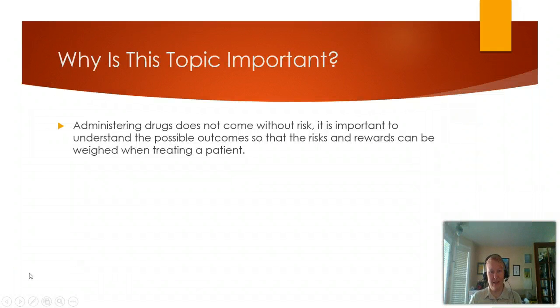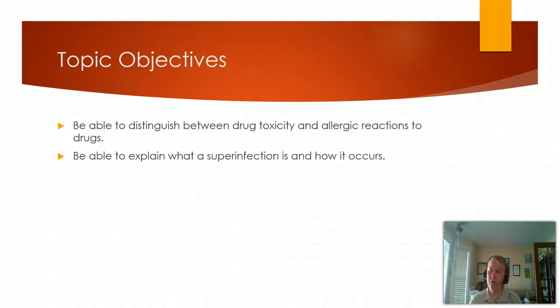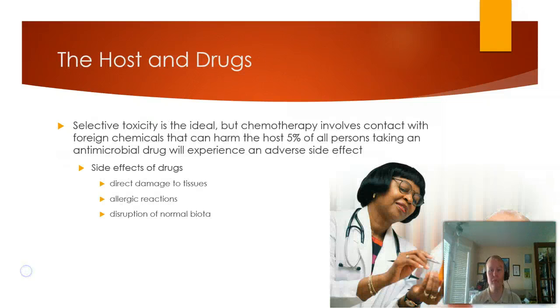So, why is this topic important? Because no drug, no pharmacology intervention happens without risk to the patient. So, it's really important to understand what those risks are so that you can weigh the risks and the rewards when treating patients. We only have two objectives here, so the list keeps getting smaller. Make sure you understand these. Both of these objectives are really important, so make sure you have a good handle on both of these. These are really the highlights of this mini lecture. This one's going to be a short one for you.